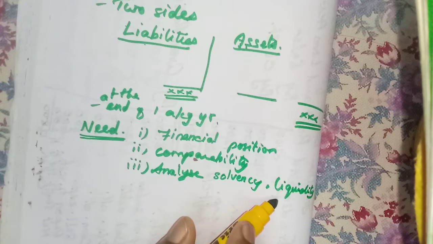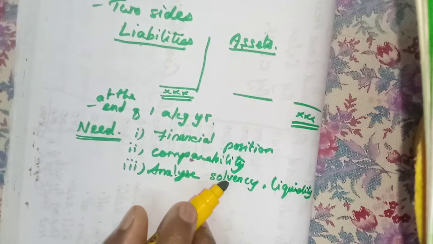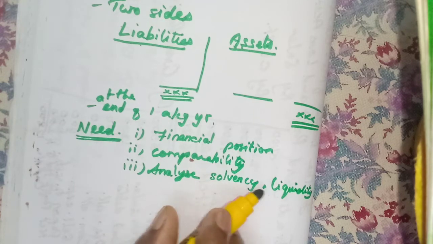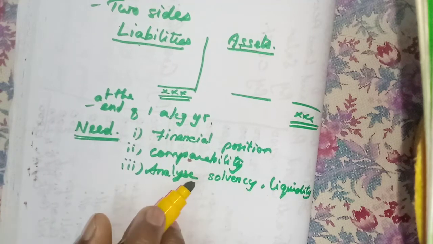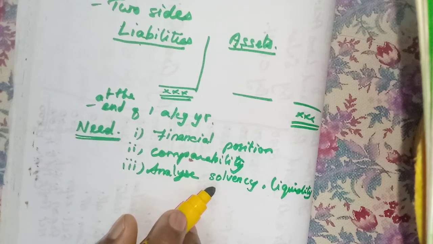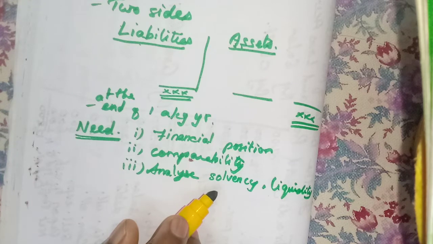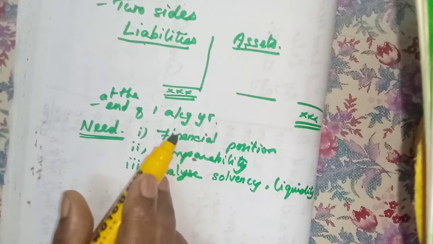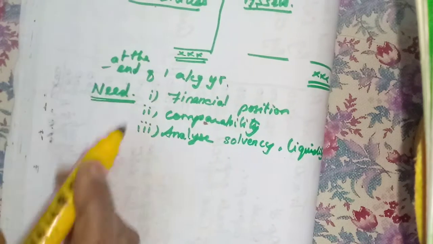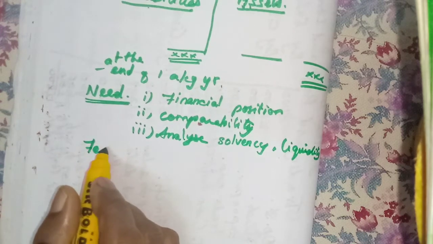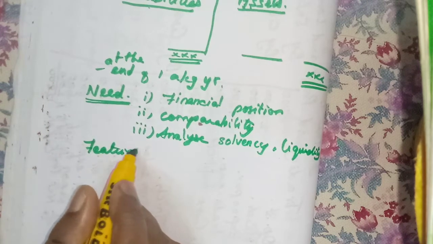Which current assets can be converted, and how can we pay back the current liabilities, whether the current assets are enough to pay back the current liabilities. Here, for long-term solvency, whether the fixed assets are enough to pay back the long-term liabilities. That can be analyzed and assessed from the financial position, that means from the balance sheet.